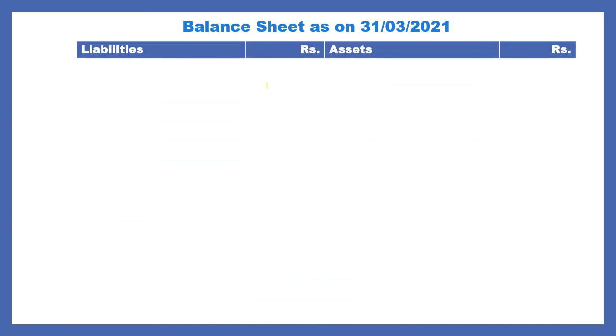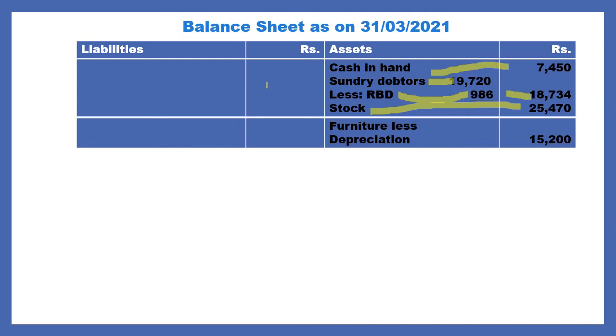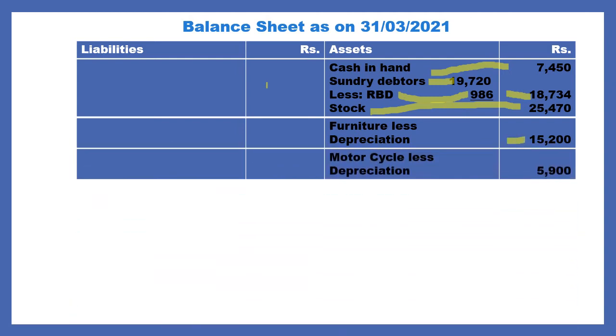Next, preparation of balance sheet as on 31st/3/2021, the final part of the problem. Liabilities, assets. First, assets: cash in hand as per the problem, closing balance of cash 7,450. Then sundry debtors 19,720 as per the total debtors account, less provision 5% 986, closing debtors value 18,784. Then closing stock 25,470. Next, furniture less depreciation 15,200, motorcycle less depreciation 5,900.